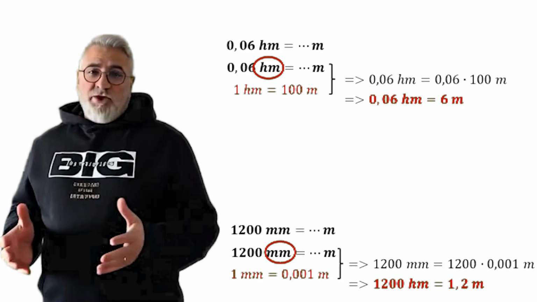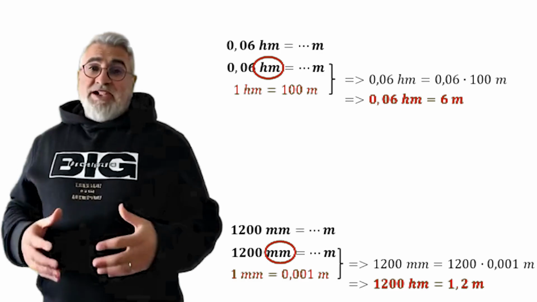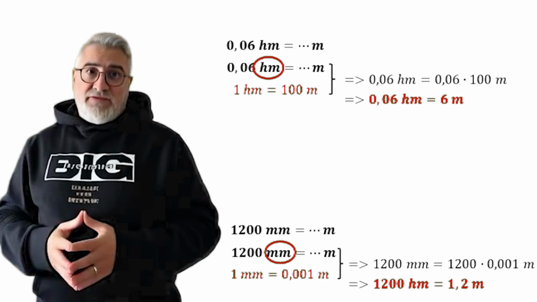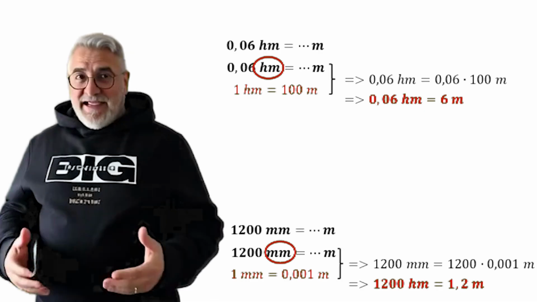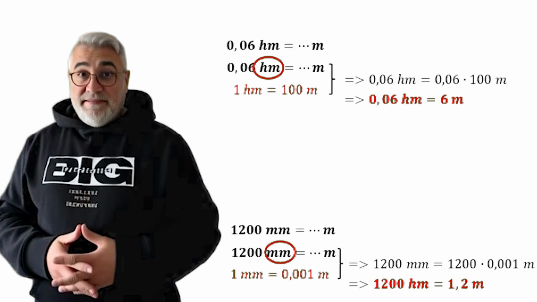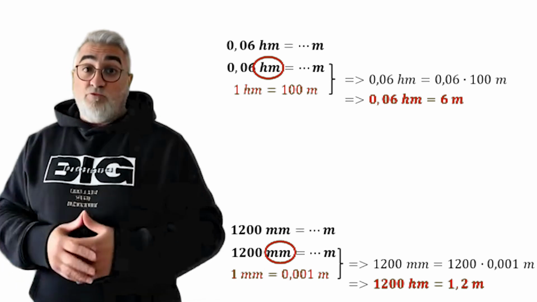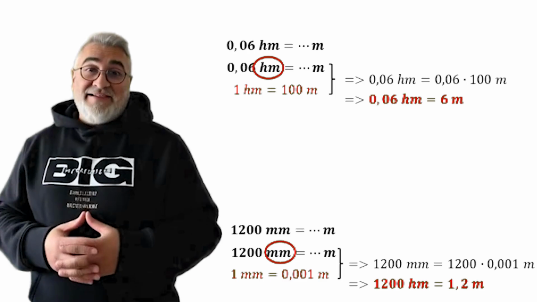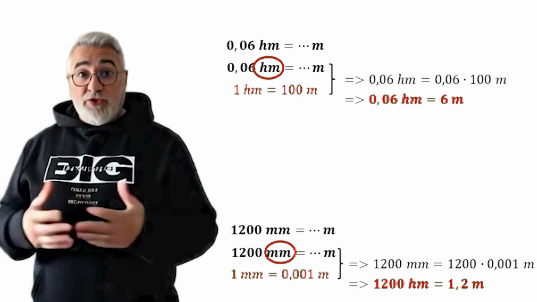These two examples show the same method. First, identify the unit. Then, use the correct relation between units. Finally, perform the calculation and write the result clearly. This method will be used again when we work with area and volume, where the same ideas apply, but the units will be squared or cubed.